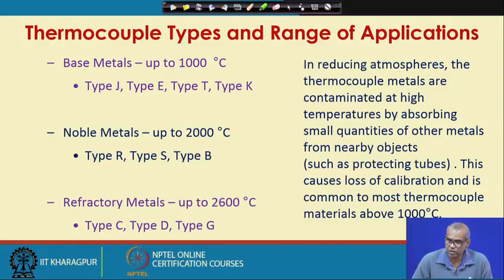In reducing atmospheres, the thermocouple metals are contaminated at high temperatures by absorbing small quantities of other metals from nearby objects such as protective tube. This causes loss of calibration and is common to most thermocouple materials above 1000 degree Celsius.